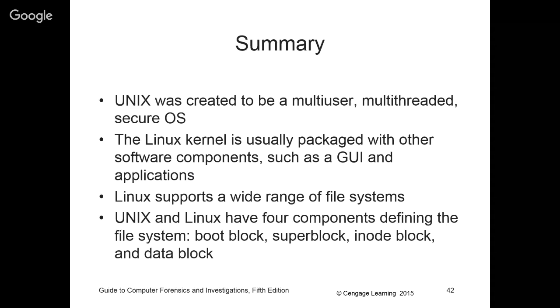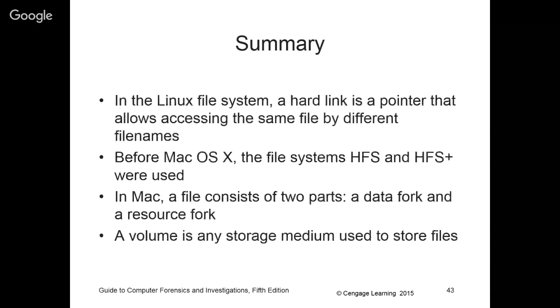So in summation, Unix was created to be a multi-user, multi-threaded, secure OS. The Linux kernel is packaged with other software components, such as a GUI and applications. Linux supports a wide variety of file systems. Unix and Linux have four components in common: the boot block, superblock, inode block, and data block. In the Linux file system, a hard link is a pointer that allows accessing the same file by different file names. Before Mac OS X, it was HFS and HFSX, and a Mac file consists of two parts: the data fork and the resource fork.